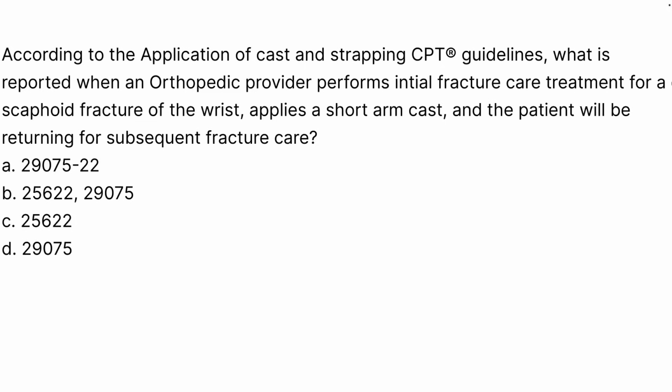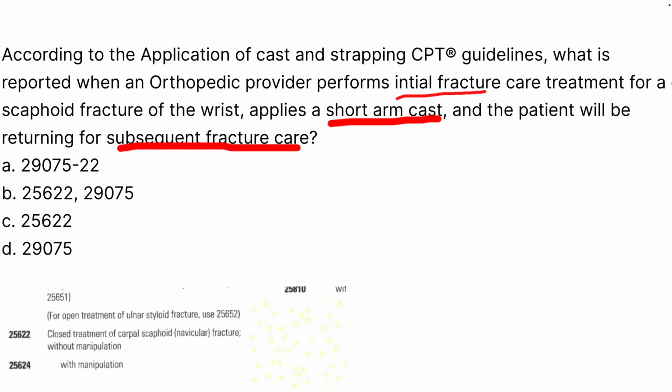Here in this scenario, the orthopedic provider treats a scaphoid fracture of the wrist, performs initial fracture care, which means closed treatment, applies a short arm cast. The patient will return for subsequent fracture care. So first step, identify the procedures. 25622 is closed treatment of distal radius or ulnar fracture, which includes initial fracture care. 29075 means application of a short arm cast.